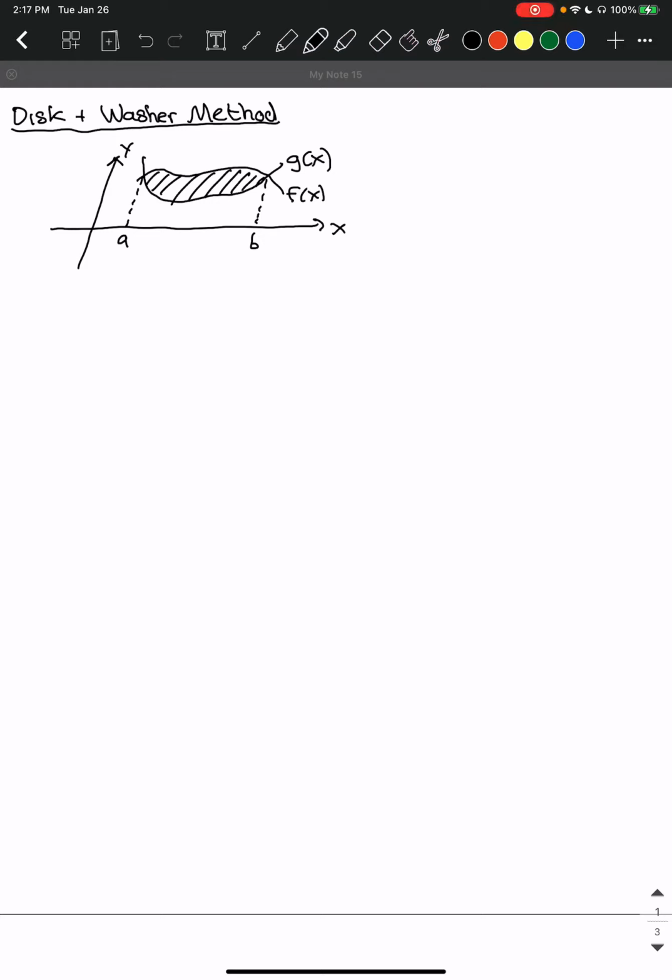Hi everyone, welcome back. So today we're going to be talking about the disk and washer method. And as we'll see, one of these is just a special case of the other. But again, what we're doing here is we're going to be finding a volume.